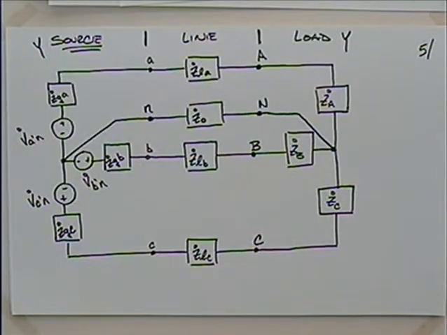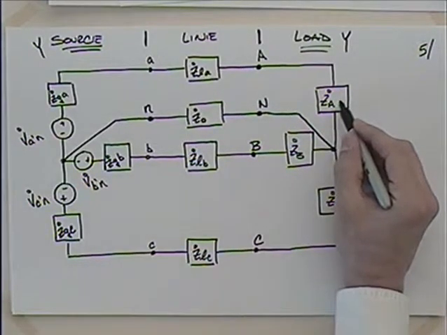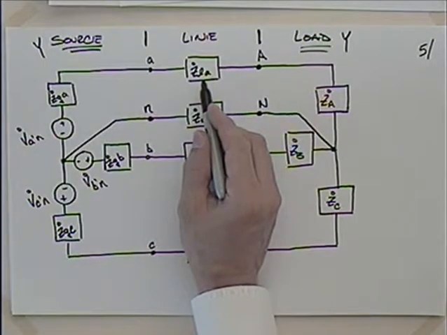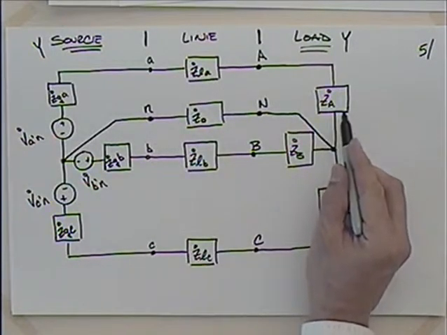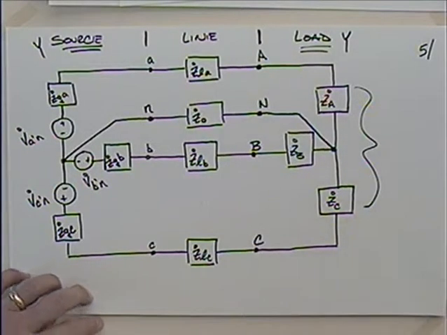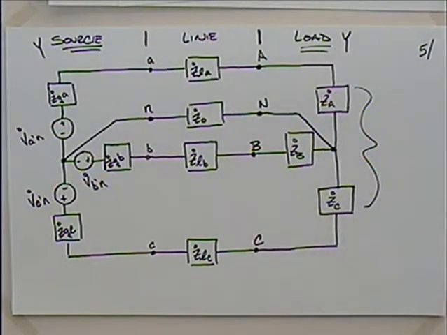Then over here, when we get to the load, I've got the load impedance here, and hopefully the generator impedance and the line impedance will be fairly small, almost trivial compared to the load impedance, because this is where we're wanting to do all the work. This is where we have the motor or the heater or something like that. So I'll have the impedance for A, for B, and for C.